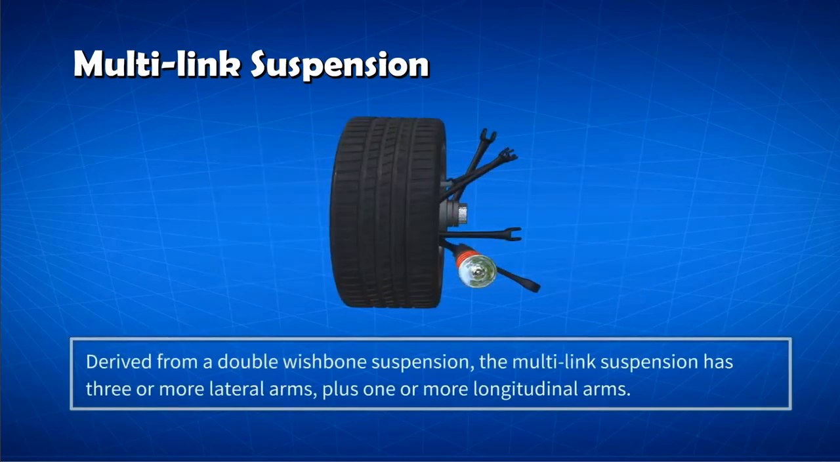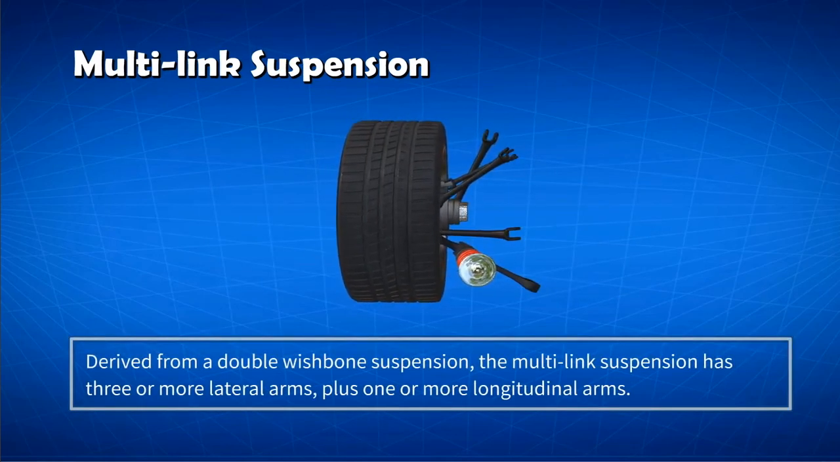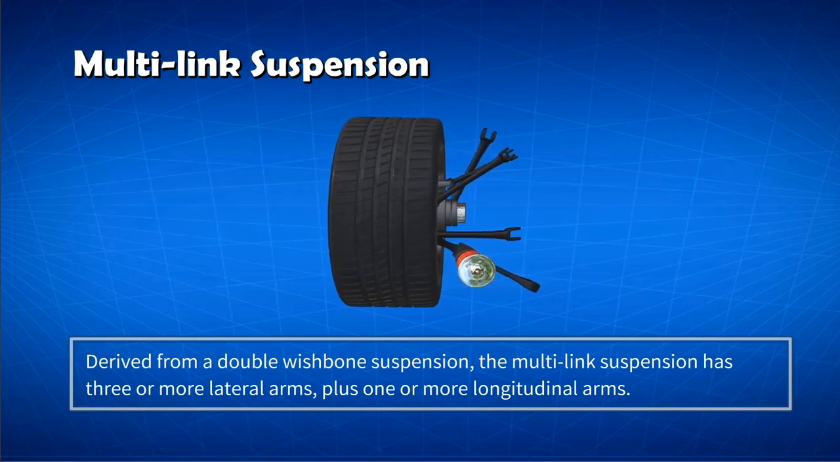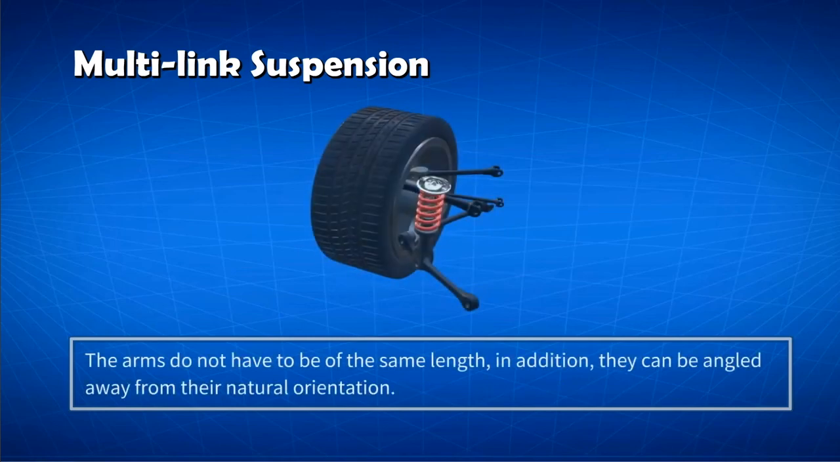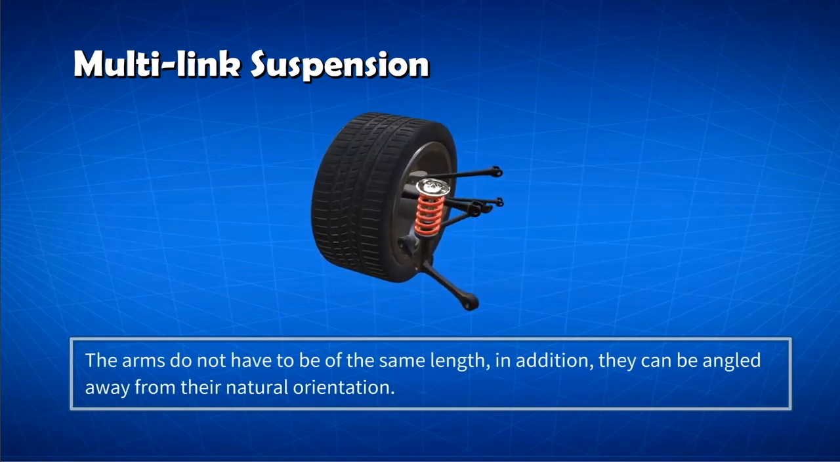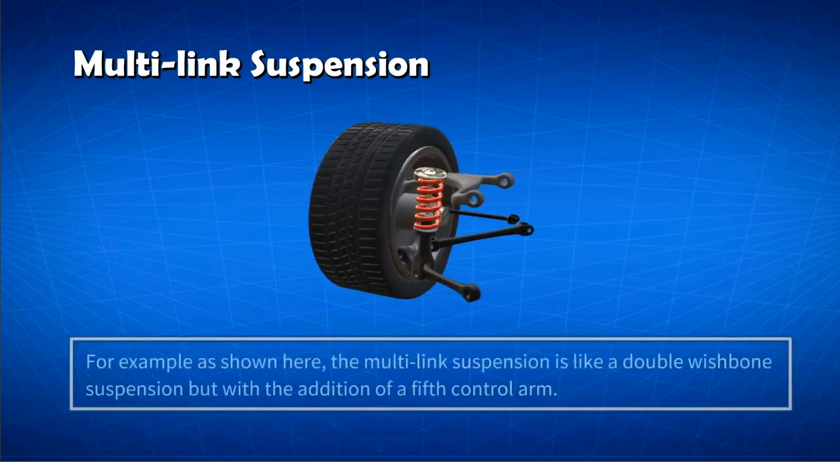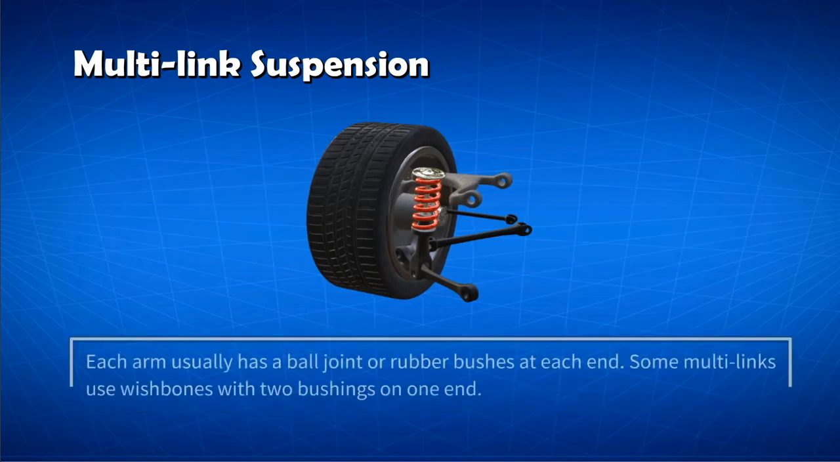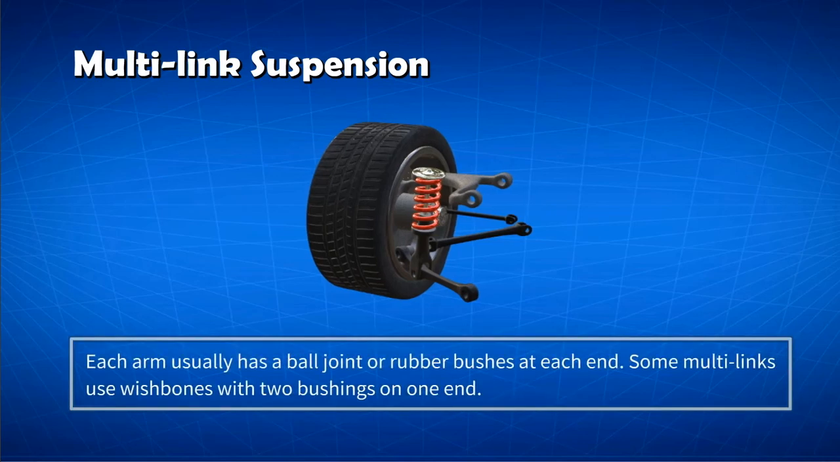Derived from a double wishbone suspension, the multi-link suspension has 3 or more lateral arms, plus 1 or more longitudinal arms. The arms do not have to be of the same length. In addition, they can be angled away from their natural orientation. For example, as shown here, the multi-link suspension is like a double wishbone suspension, but with the addition of a 5th control arm. Each arm usually has a ball joint or rubber bushes at each end.